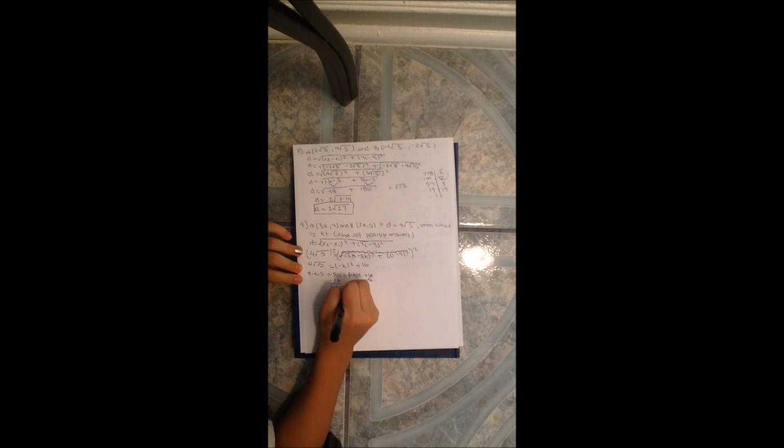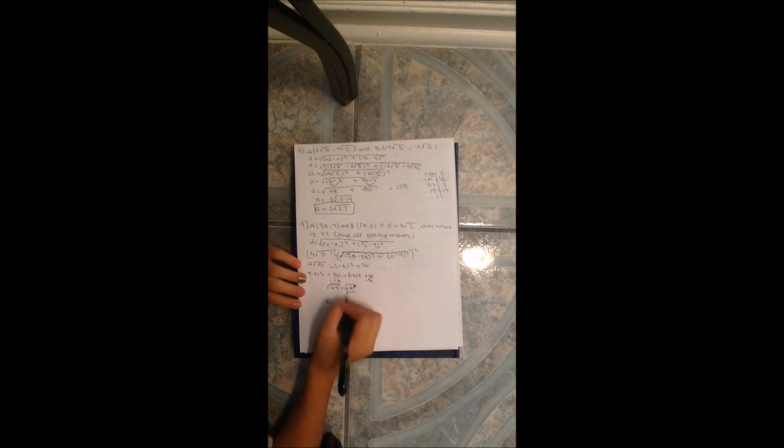Now I have to square root this one to get rid of this one, and also this one. So my square root of 64 is 8. So now I divide this by negative because I want it to be negative k. So it would end up being k equals negative 8. But it could also be just 8, like positive 8. So these would be all my possible answers for number 9.